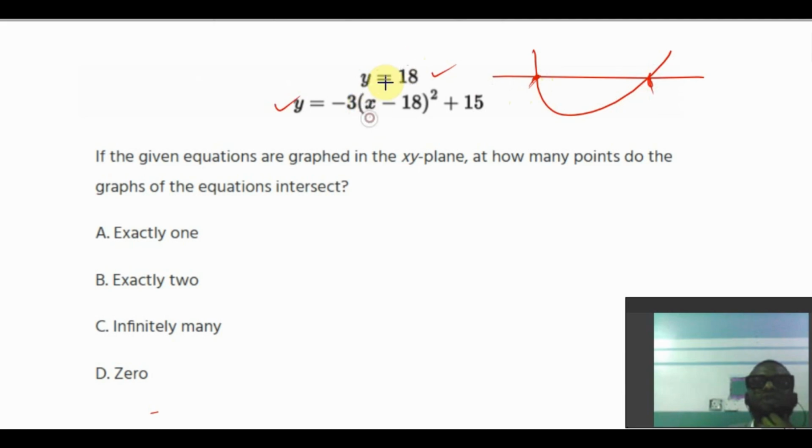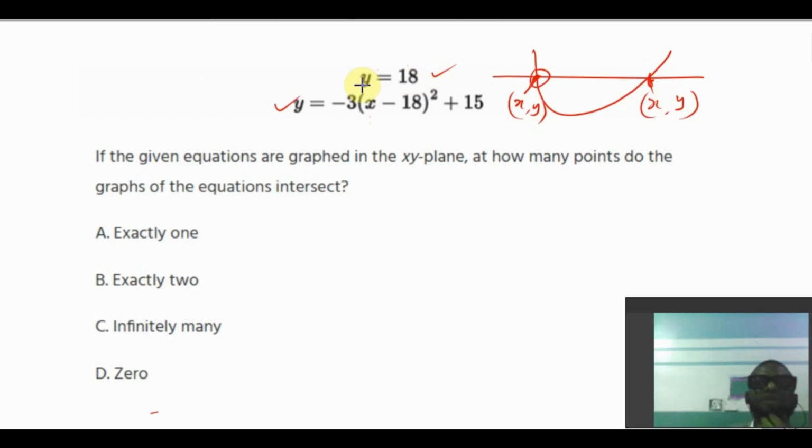When you equate the two equations, both will have the same value of x and y at the point of intersection. At this point, both equations share the same value of x and y, and at this point they also share the same value of x and y. So to get the points of intersection, we need to equate both equations.